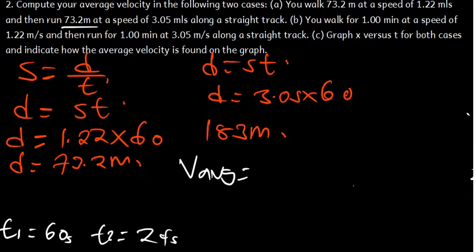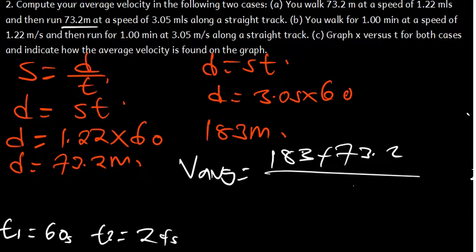So to find the average, in this case we're going to say the average speed or the average velocity is going to be the total distance. So we're going to have 183 plus 73.2. We divide it by the total time. Now in this case the total time we're talking about, the time which has been given, is 60 plus 60 because it's 1 minute, and then we also have 1 minute here. So the total time in this case is going to be 120 because 60 plus 60 is 120.